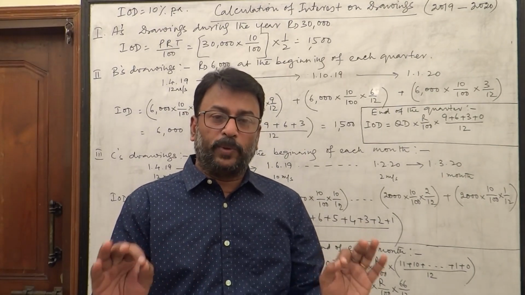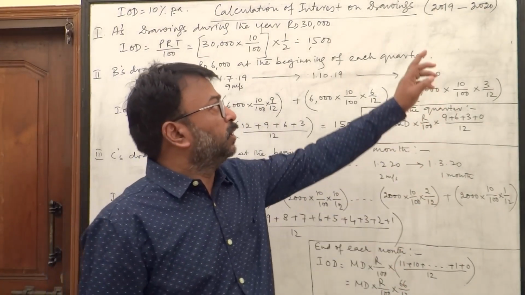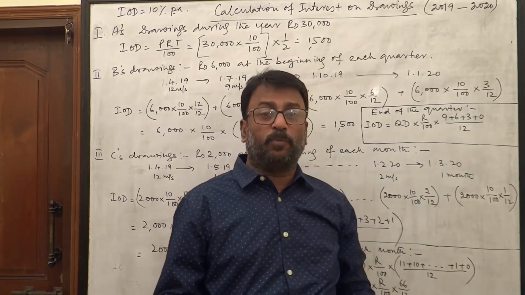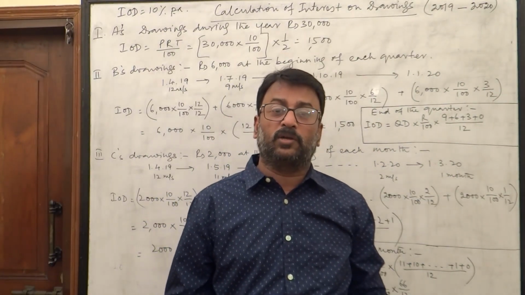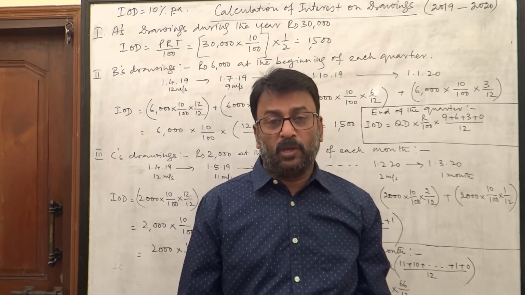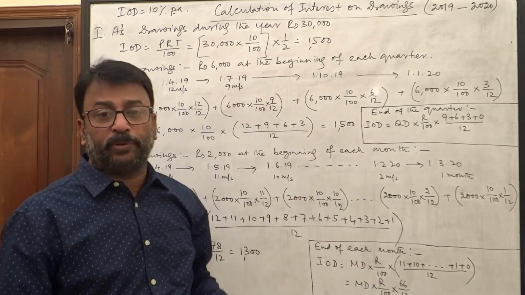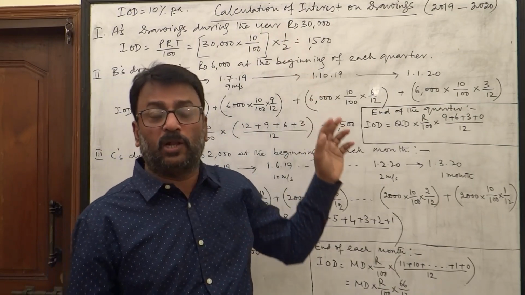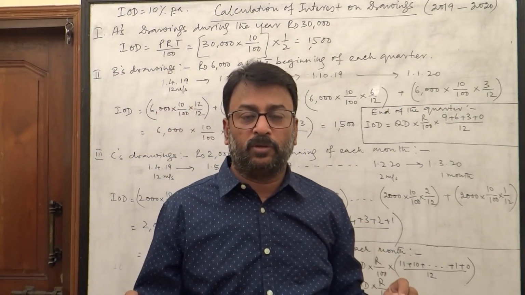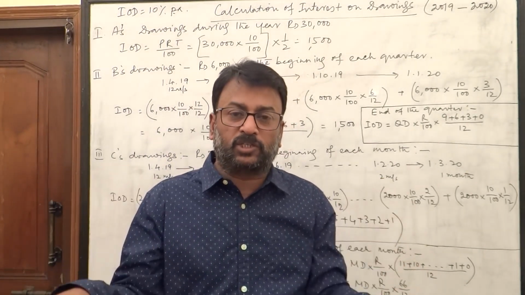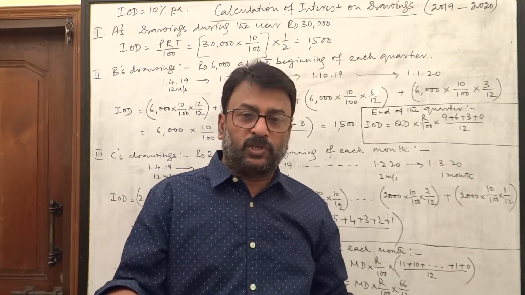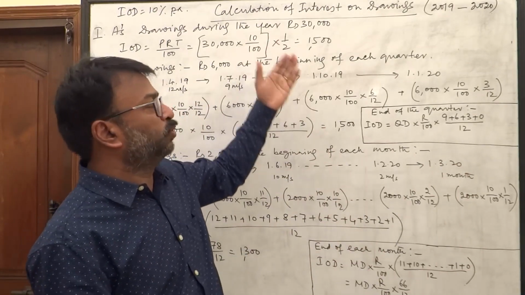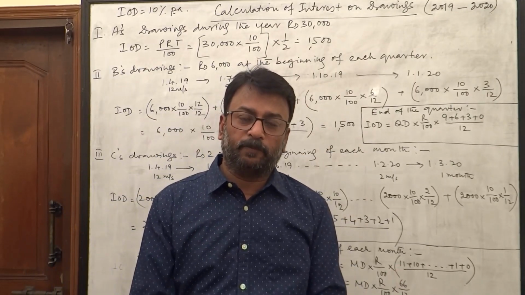Here is my suggestion: whenever a half-year calculation is given in the problem, say your business started on 1st October and you are closing on 31st March, so it is a 6-month business. If during these 6 months you have drawn 30,000 rupees, first calculate 30,000 into 10 by 100 into 6 by 12, the 6-month interest. Since you don't know whether it was drawn at the beginning or at the end of the 6 months, you divide by 2. The average will be there.